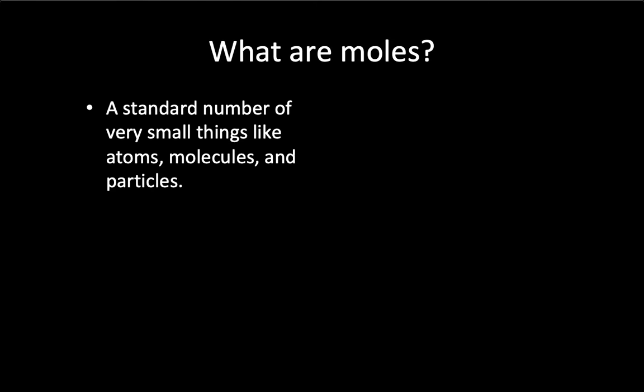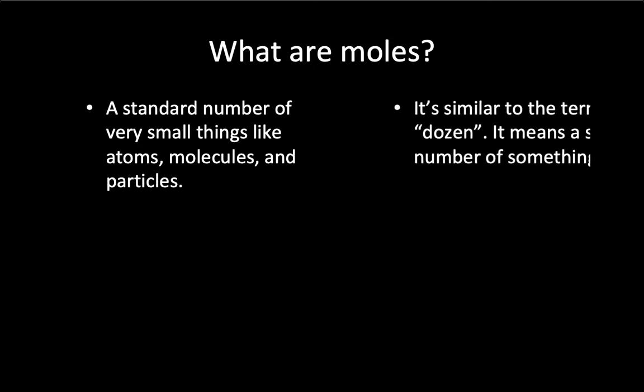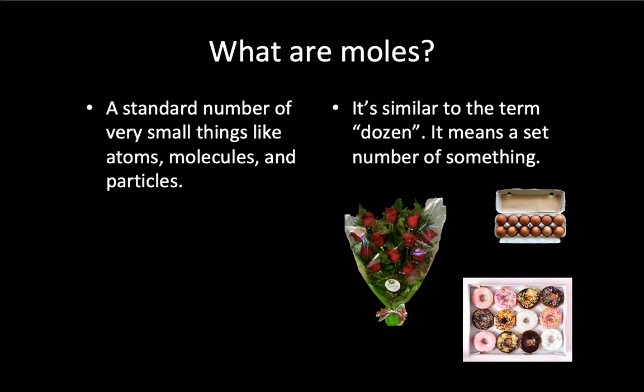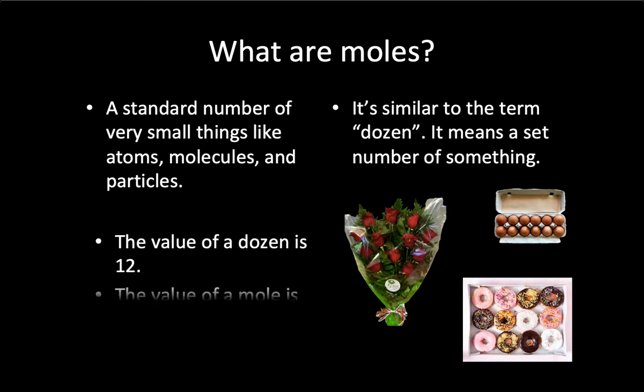In this case, we're looking at atoms, molecules, and very small particles. So saying that it's a standard number is kind of like the way that we talk about a dozen. A dozen is a term that means a specific number of a substance. It can be any substance we want it to be. We can have a dozen roses, a dozen eggs, a dozen donuts. All of those mean we have 12 of something.